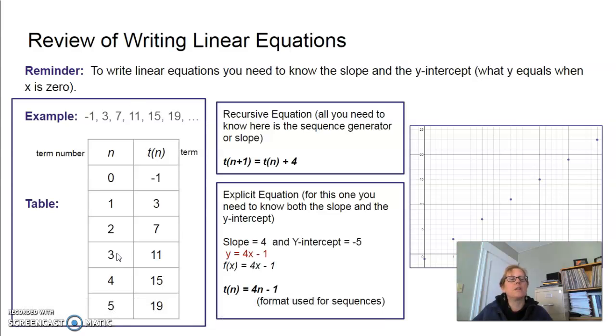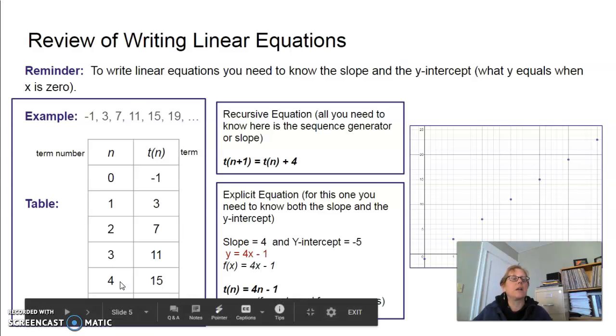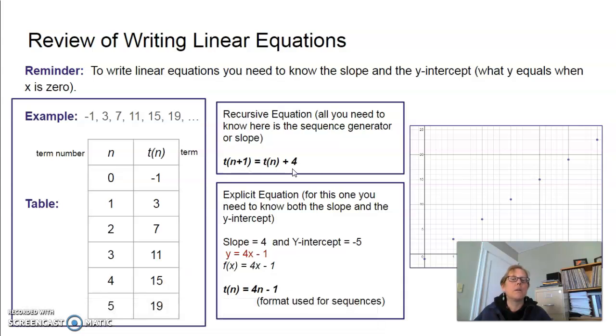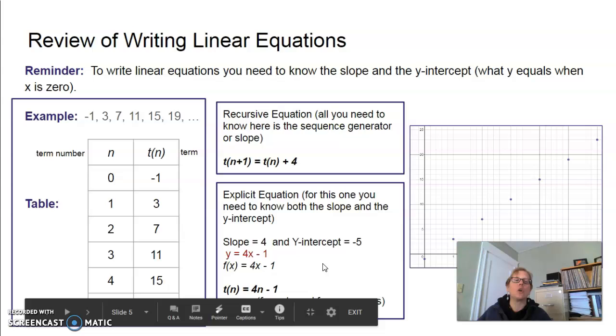So let's say that I'm going to take a look at 4. Well, 4 is the same as 3 plus 1, right? So here's my 15. To do that, I'm going to take t of n, which is 11, and add 4 to it. So basically, this is just saying add 4 every time your n goes up by 1. Again, that requires you knowing the previous term.